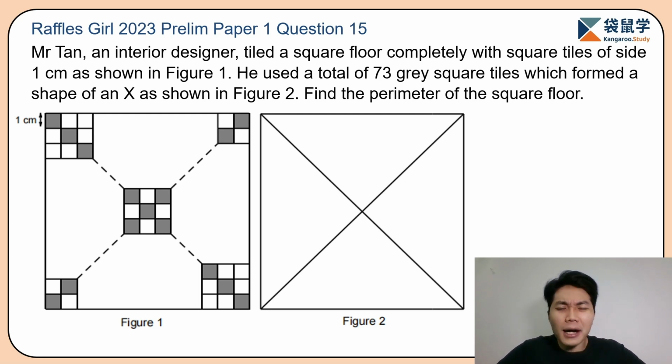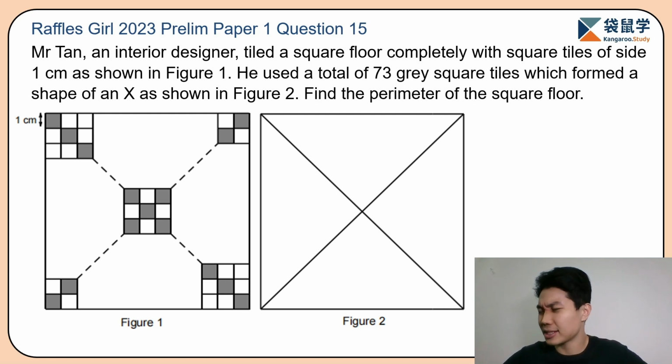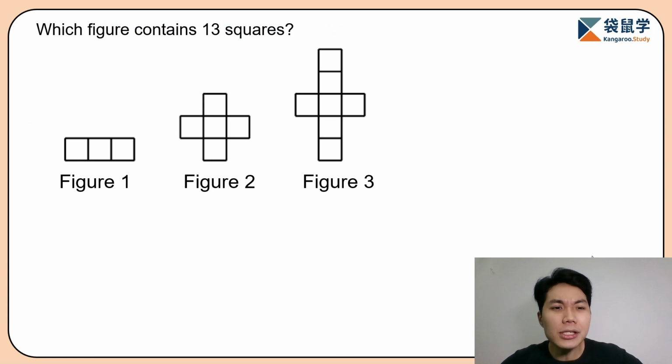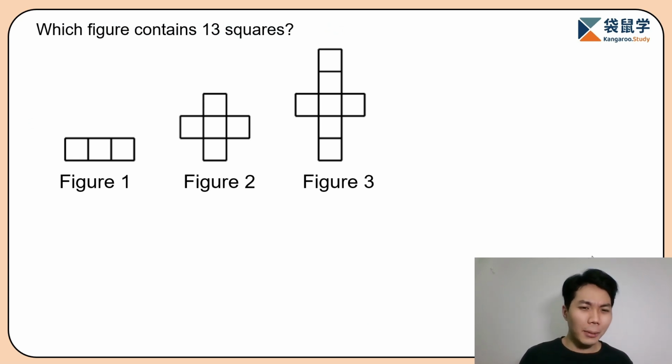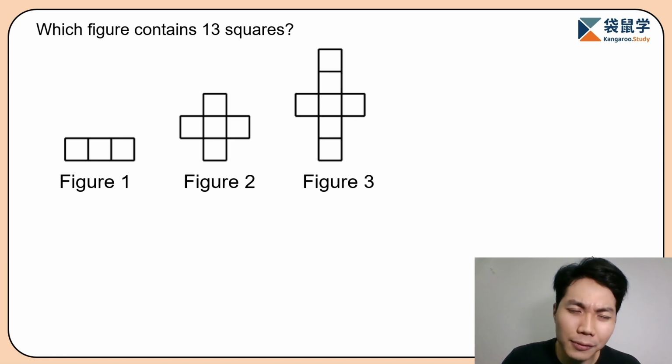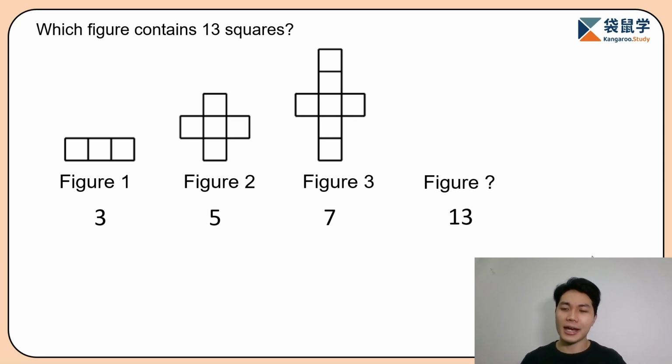With the final number of square tiles, what other information does it tell us? Let's think about it a bit closely with one nice example. Which figure contains 13 squares? We have figure 1, figure 2, figure 3, and we want to find which one has 13 squares. Figure 1 has 3, figure 2 has 5, figure 3 has 7, right?